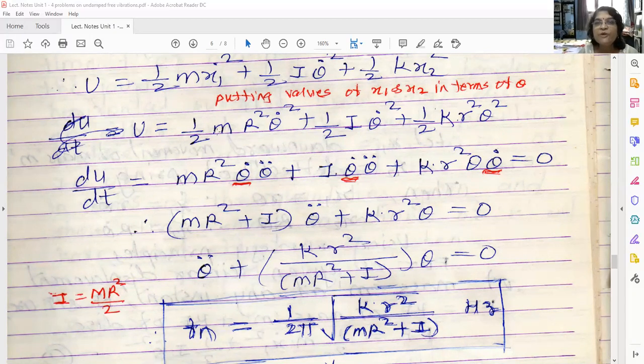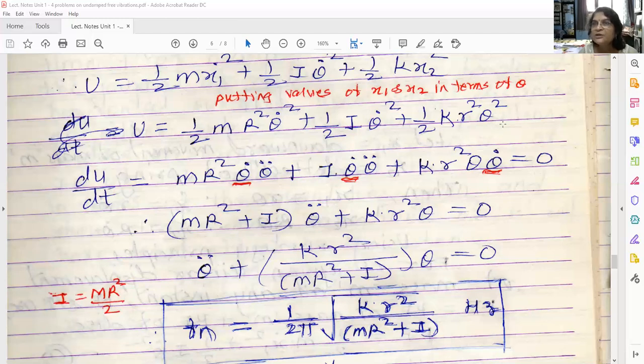So what is the differentiation of the first term? 1/2 m r square is constant. What is the differentiation of theta dot square? Twice theta dot into theta double dot. So this 2 and this 1/2 are cancelled. What is remaining? m r square theta dot theta double dot. What is the differentiation of the second term? 1/2 I is constant. What is the differentiation of theta dot square? 2 theta dot theta double dot. So 1/2 and 2 will be cancelled. What is remaining? I theta dot theta double dot.